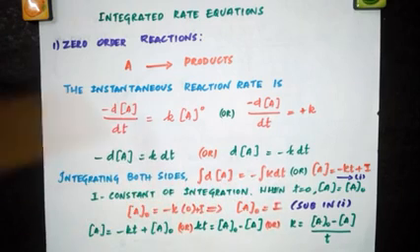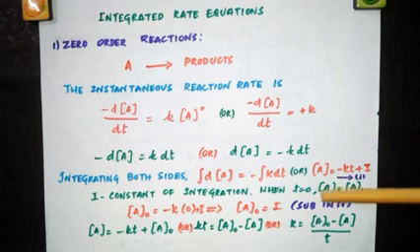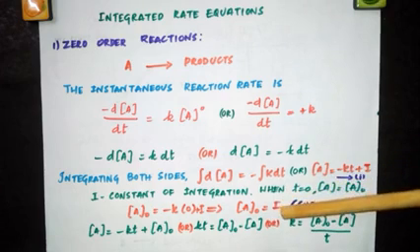We are doing this to find the value of I. So how can you find the value of I? By taking the initial experimental conditions, which means when time is equal to 0, the concentration of the reactant will be equal to A naught. So now what is the value of I?